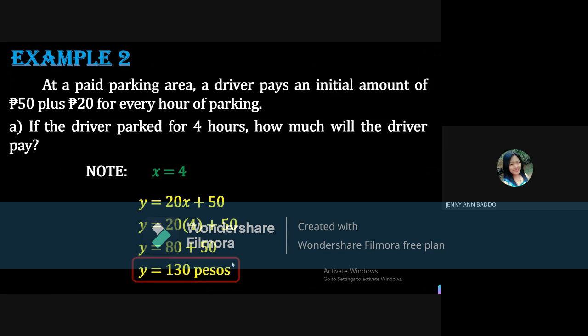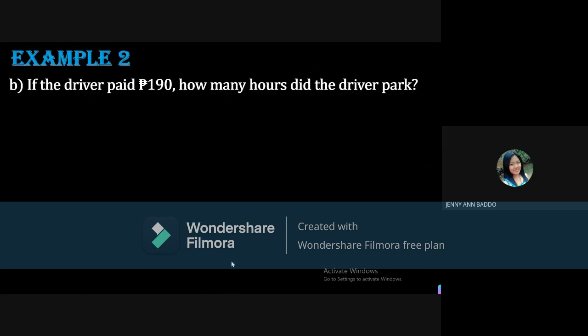Next question. If the driver paid 190 pesos, how many hours did the driver park? So for this question, the given this time is the variable y, which is equal to 190. Again, using the linear equation, we have y equals 20x plus 50. By substitution, we now have 190 equals 20x plus 50.